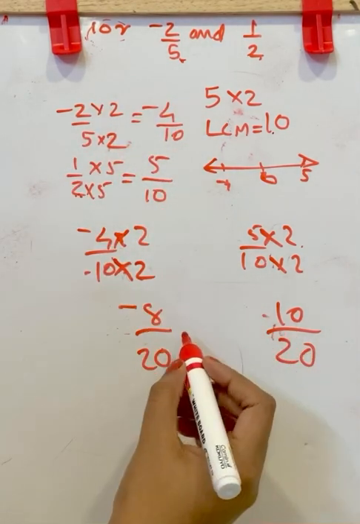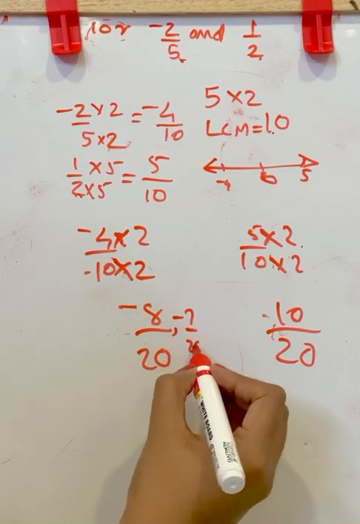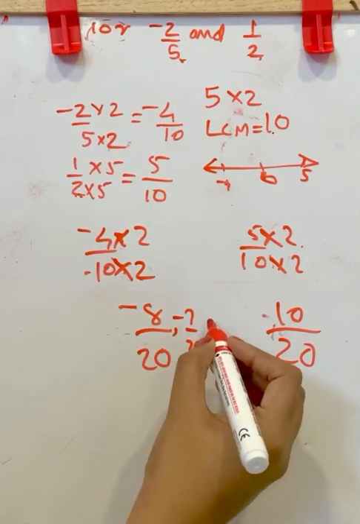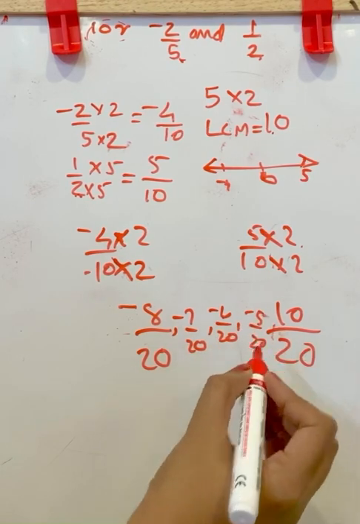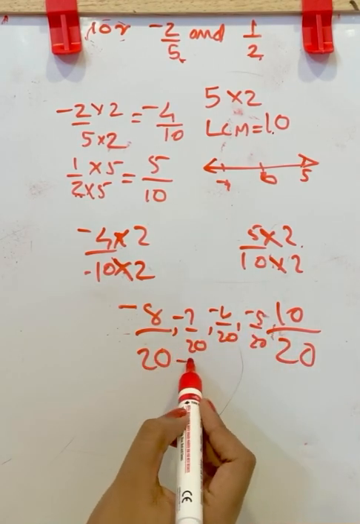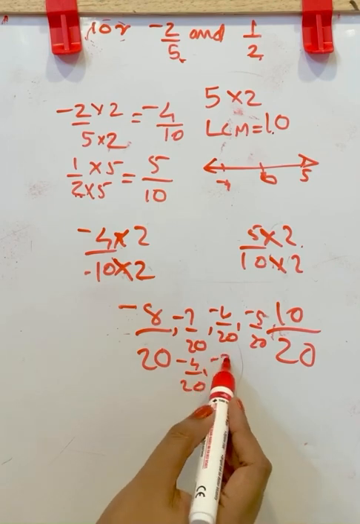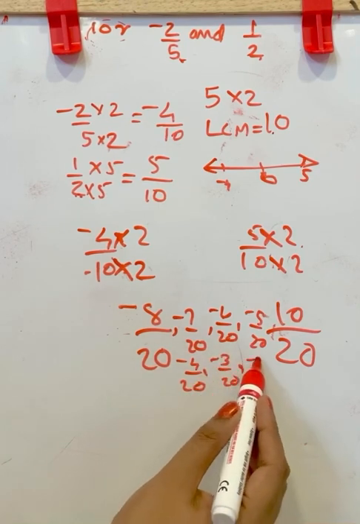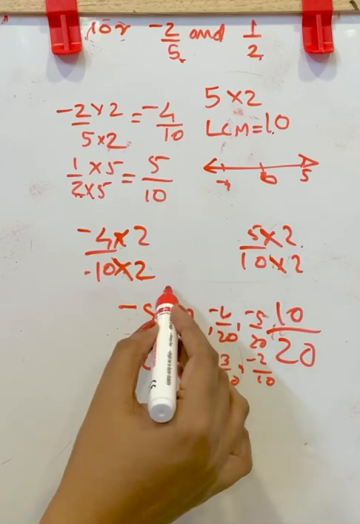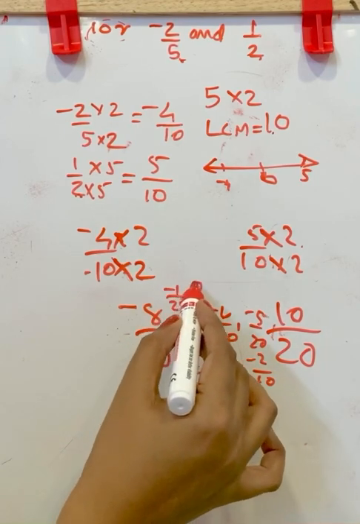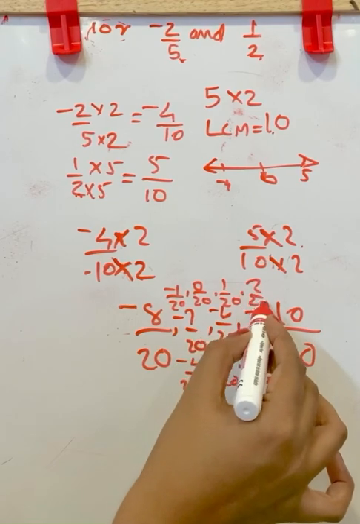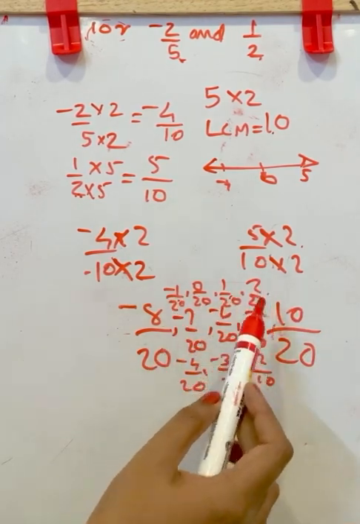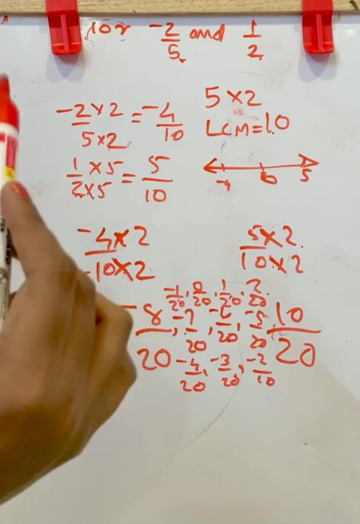So in between this you will find negative 7 by 20, negative 6 by 20, negative 5 by 20, negative 4 by 20, negative 3 by 20, negative 2 by 20, negative 1 by 20, 0 by 20, 1 by 20, 2 by 20. How many are there? 1, 2, 3, 4, 5, 6, 7, 8, 9, 10 are there.